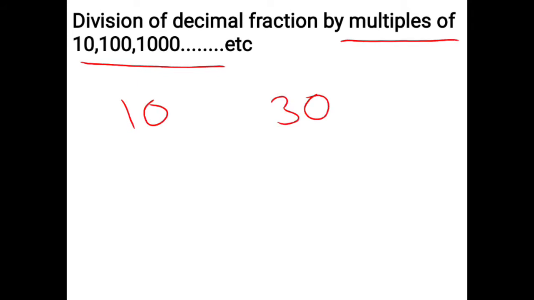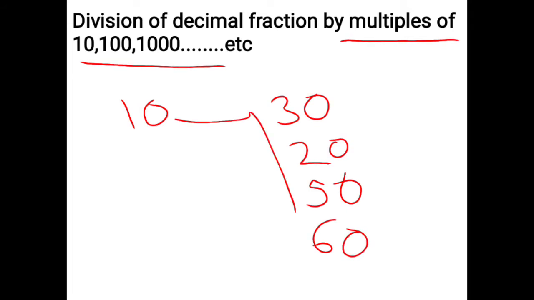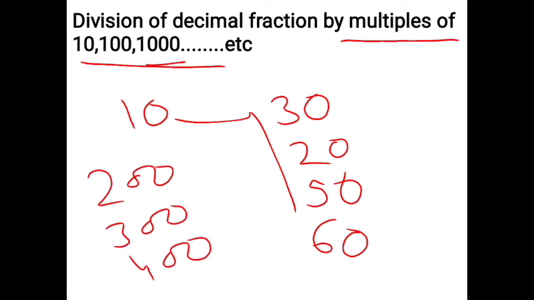Now move to the next topic, that is the division of a decimal fraction by a multiple of 10, 100 and 1000. In this case the number will be a multiple, like a multiple of 10 will be like you are dividing by 30, 20, 50, 60. All these are multiples of 10. And if these are multiples of 100, like 200, 300, 400, and multiples of 1000, like 2000.